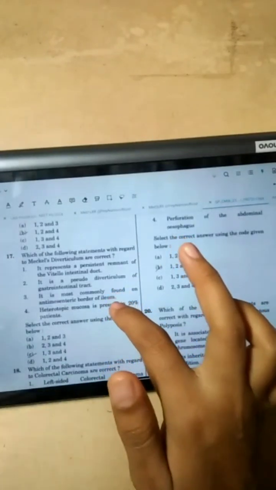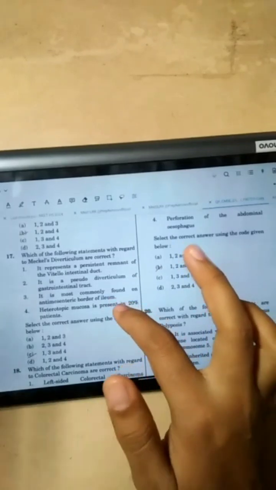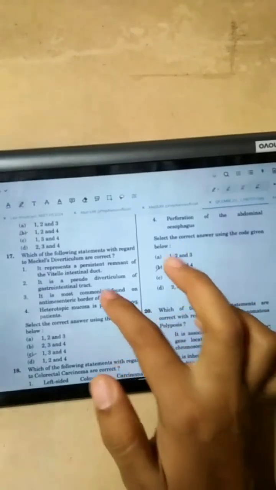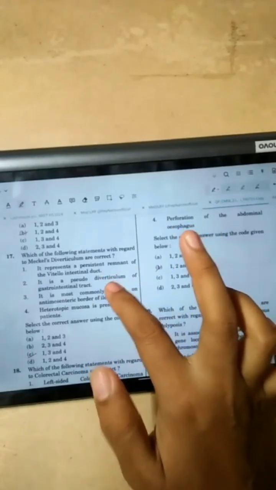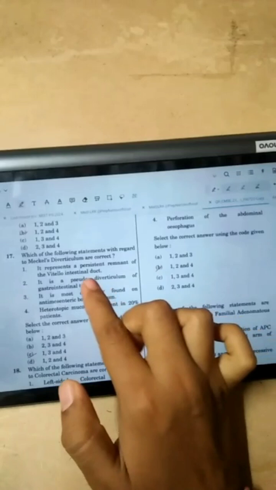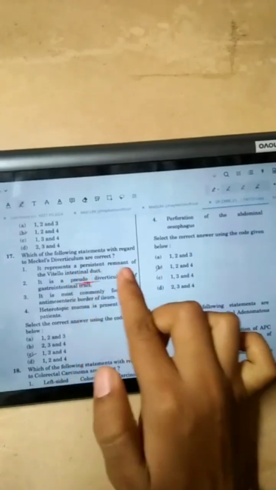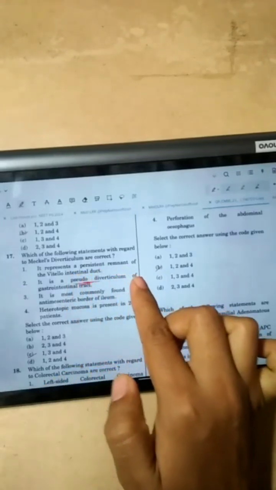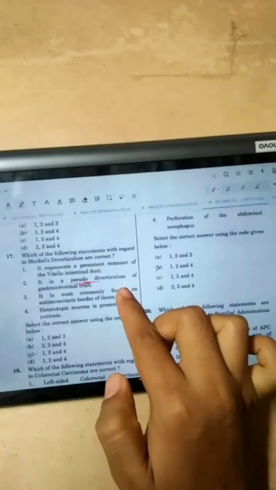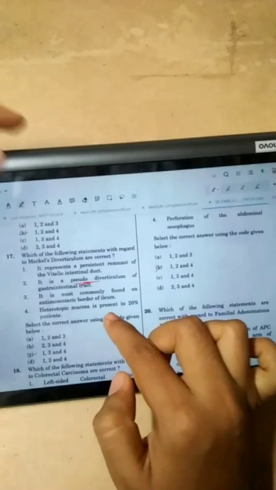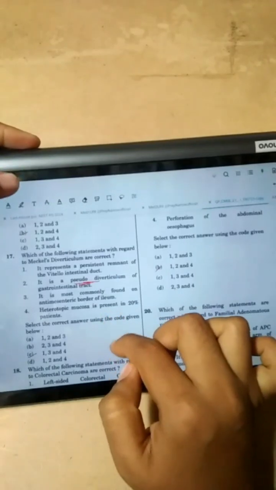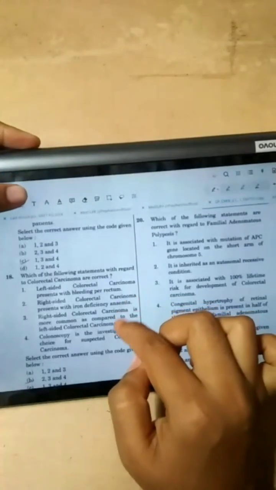Coming to Meckel's diverticulum. It represents the persistent remnant of the vitellointestinal duct. Yes, this is correct. It's not a pseudo, it's a true diverticulum of the GIT. Yes, it arises from the antimesenteric border. Yes, it has heterotopic mucosa, and most common is gastric, then pancreatic.